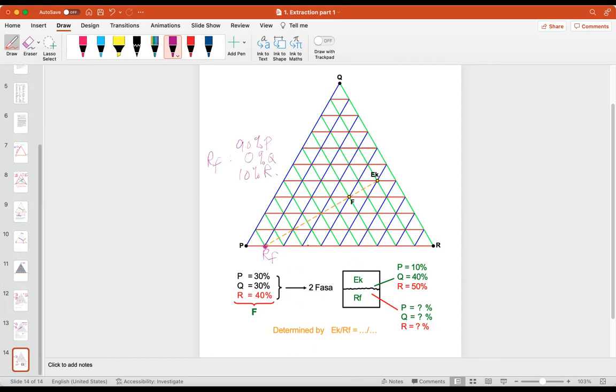So it tells you that from the feed, it becomes the extract. Most of the Q is going into the extract phase, to the 40% there, while if you look here in the raffinate, there is no Q. So that's the idea, how to change or to move the Q content, for example from here to that one.